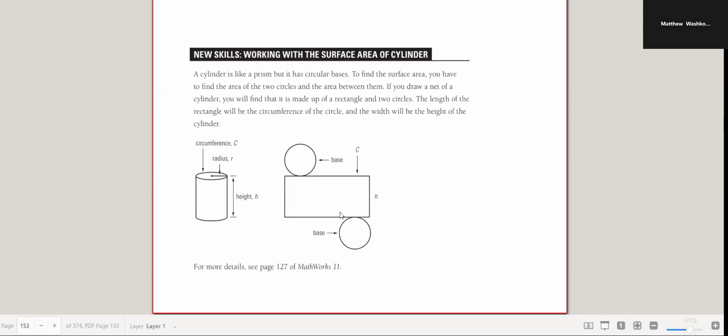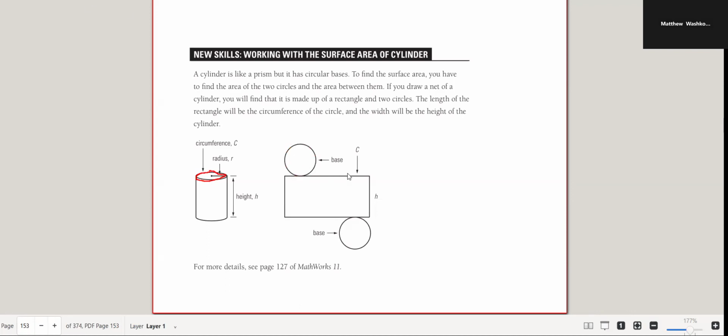So it's a rectangle and two circles. That is what a cylinder is. Now, there is a new measurement here, though, and I want you to actually color this in. We have what we call a circumference. The circumference is the measure of the outside of a circle, right? So we need the circumference to be able to find, sorry, not the outside of a circle.